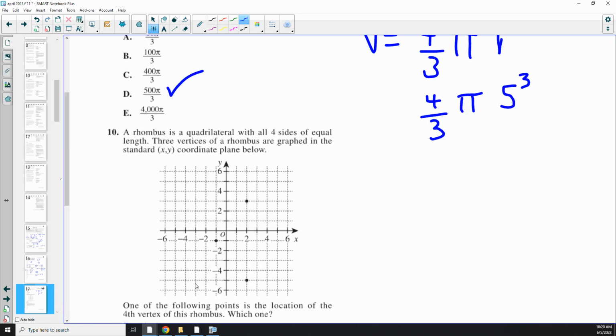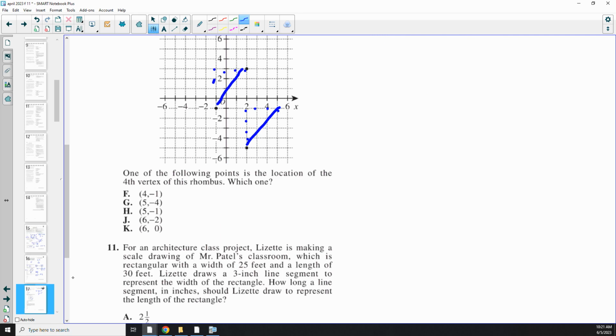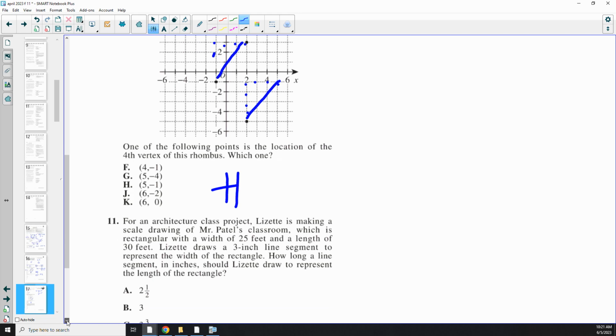All right, what's this? The vertices of a rhombus. Well, since these are supposed to be parallel, 1, 2, 3, 4 up, and 1, 2, 3 over. 1, 2, 3, 4 up, 1, 2, 3 over. So the last vertex would have to be right here at 5, -1. We don't want to disturb the mix-up there.